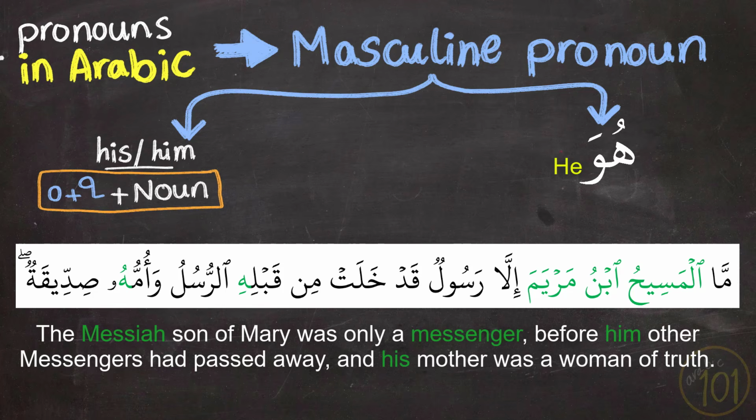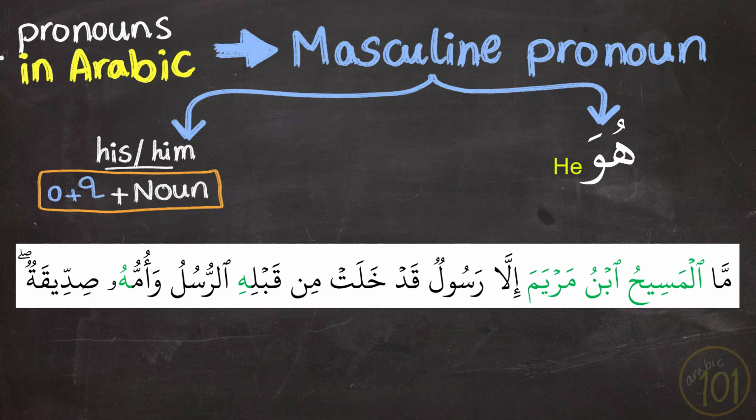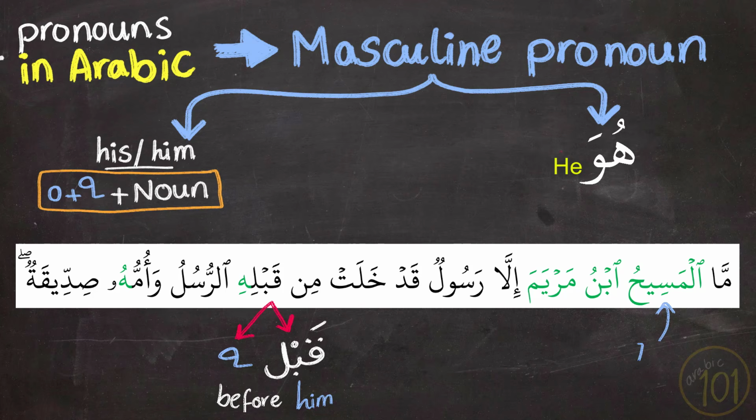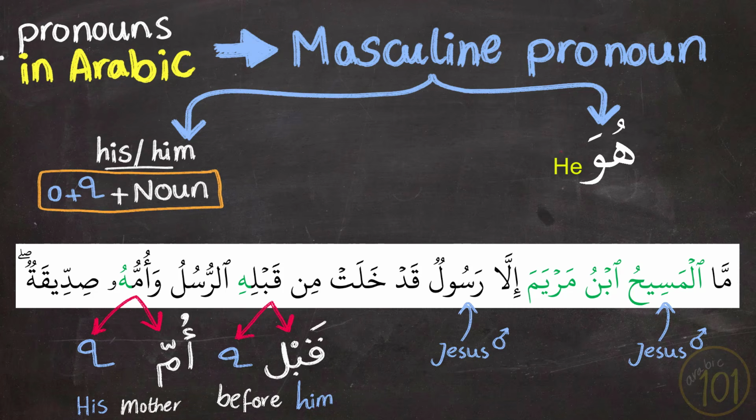Here we see two examples of using the masculine pronoun that refers to a masculine noun. First, we see that the word qabl, which means before, has ha attached at the end of it, which would then mean before him. And the closest masculine noun that was mentioned before it is then Prophet Jesus. And as we move further in the ayah, we see the word ummuhu. The word means mother, but again there is a ha attached to the end of the word, which refers to the same noun, and that is the mother of Jesus.